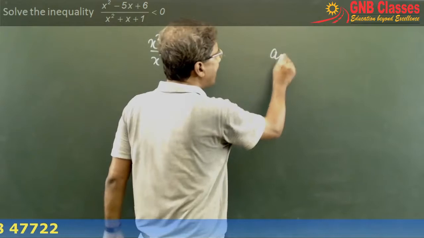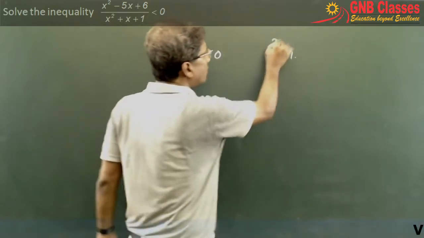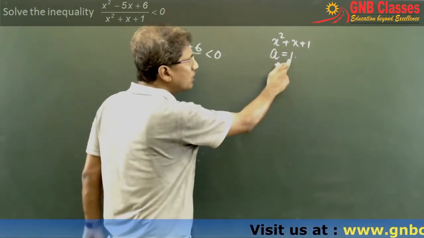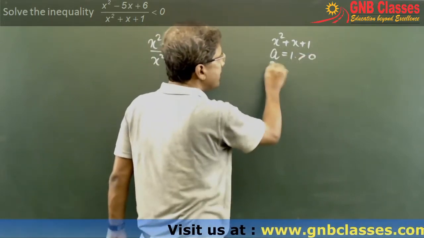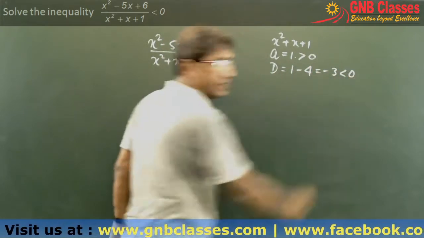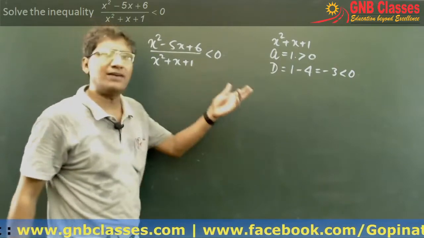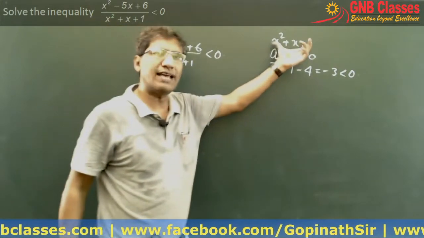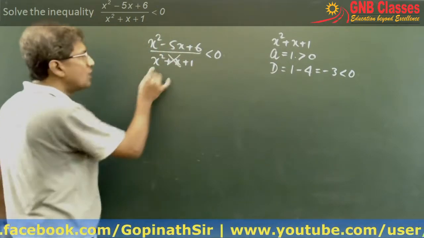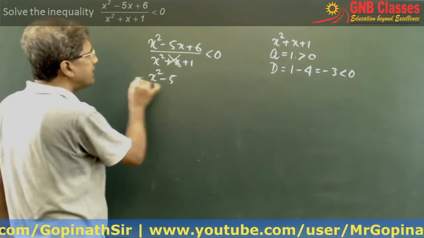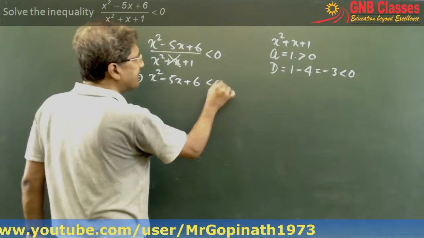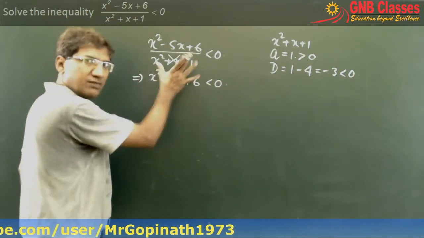In this case, you will find that your a is 1 in x square plus x plus 1. Your a is equal to 1, which is greater than 0, and your discriminant is minus 3, which is less than 0, right? So what I told you, you can directly remove this quadratic expression from the inequation. So I can eliminate this. So directly I will write my inequation becomes x square minus 5x plus 6 is less than 0. Forget about this. Have you understood?